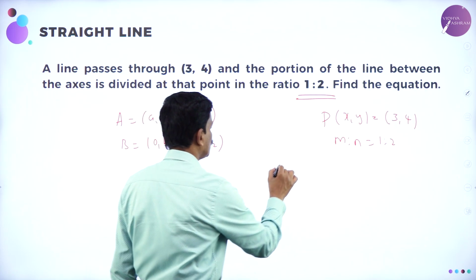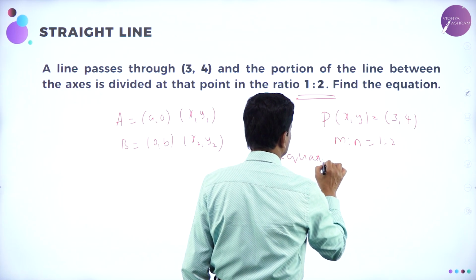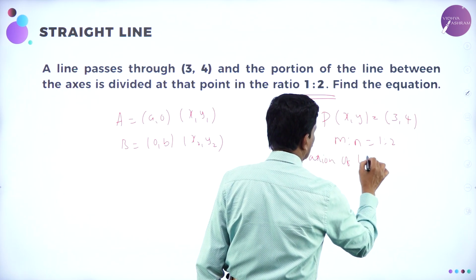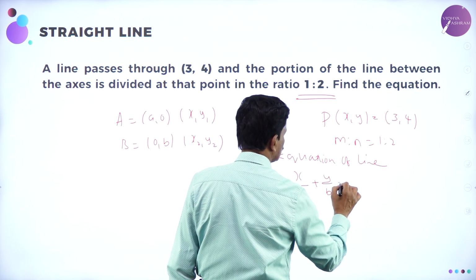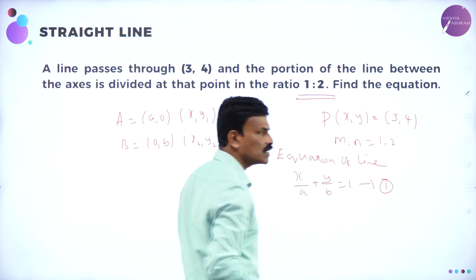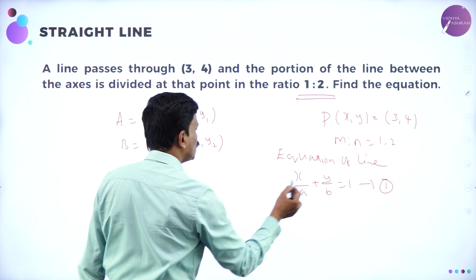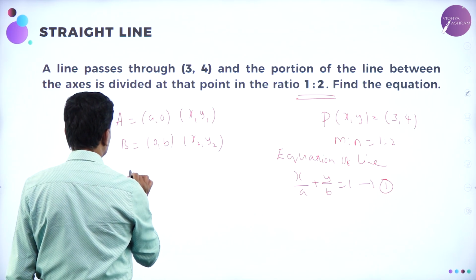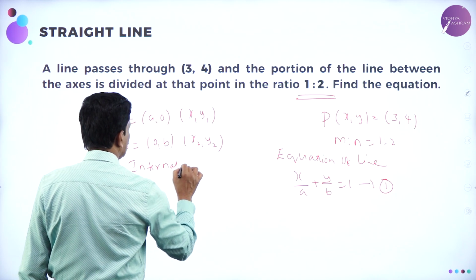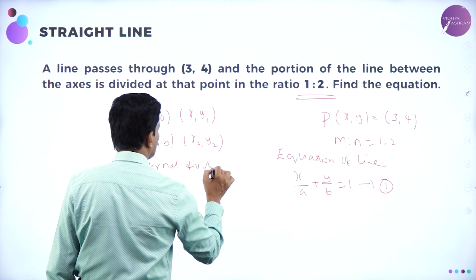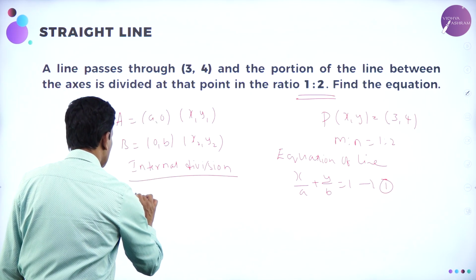Now, what is the equation of the line? The required line is of the form x by a plus y by b is equal to 1. Let us represent this as equation number 1. Now, since it divides in the ratio m:n is 1:2, therefore, just use the formula for internal division. What is the formula for internal division?